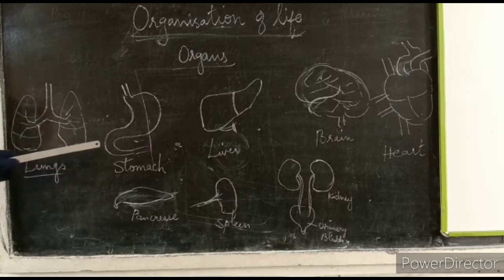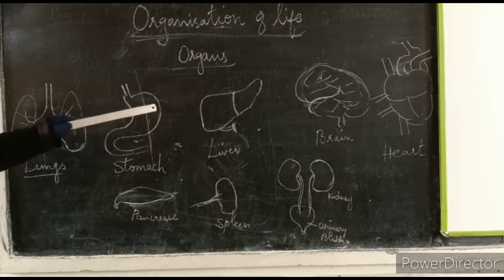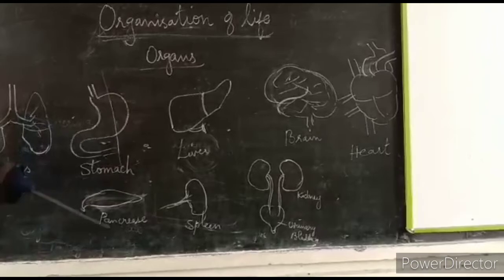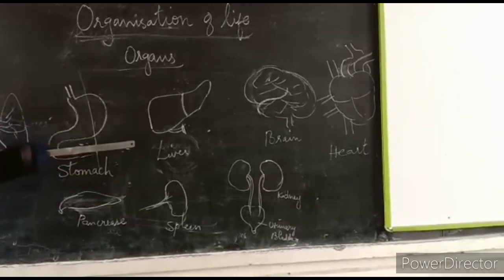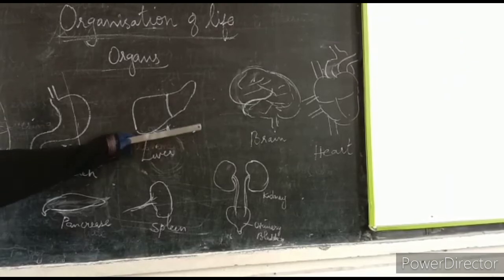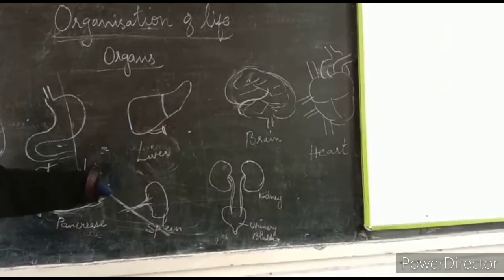Now we have to learn about the brain. Brain is present inside the skull bone. Skull gives protection to the brain from further damage, for protecting it from damage.